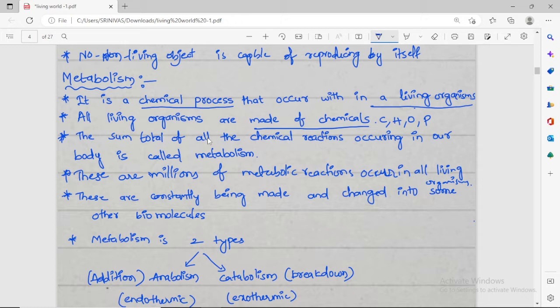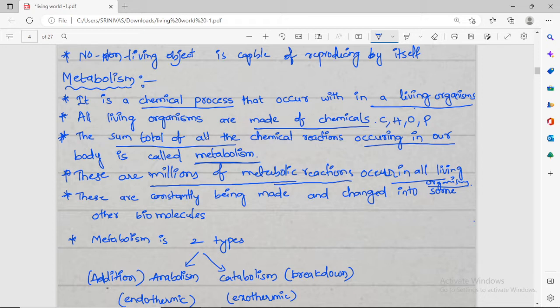These chemical reactions are done in our body. Millions of metabolic reactions, millions of chemical reactions occur in all living organisms. The sum total of all the chemical reactions occurring in our body is called metabolism. This chemical process is done in living organisms.